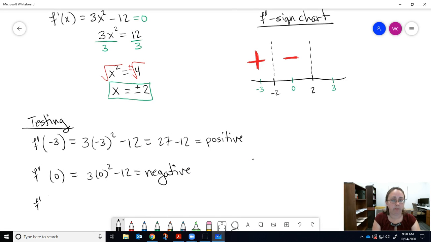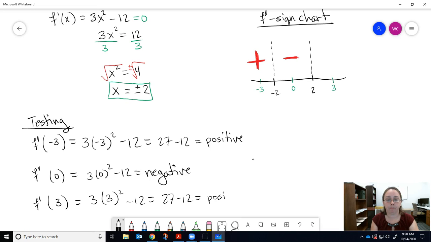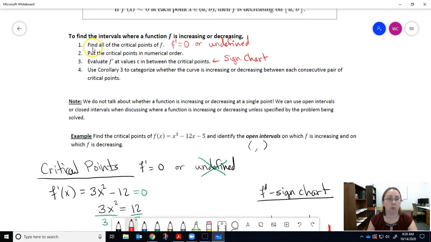And the first derivative, if I plug in a +3, let's see, what do we end up with? So that would be 27 minus 12, which is positive. So on the right side here, we get plus. There you go. All right, so we have our sign chart. We've done number 1, found the critical points. Number 2, we put them in order. Number 3, we tested in between the critical points to find what kind of values we get.